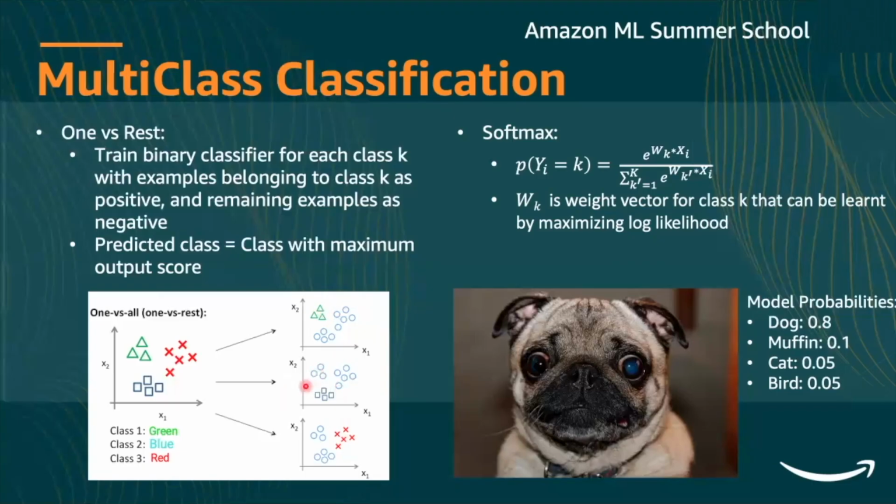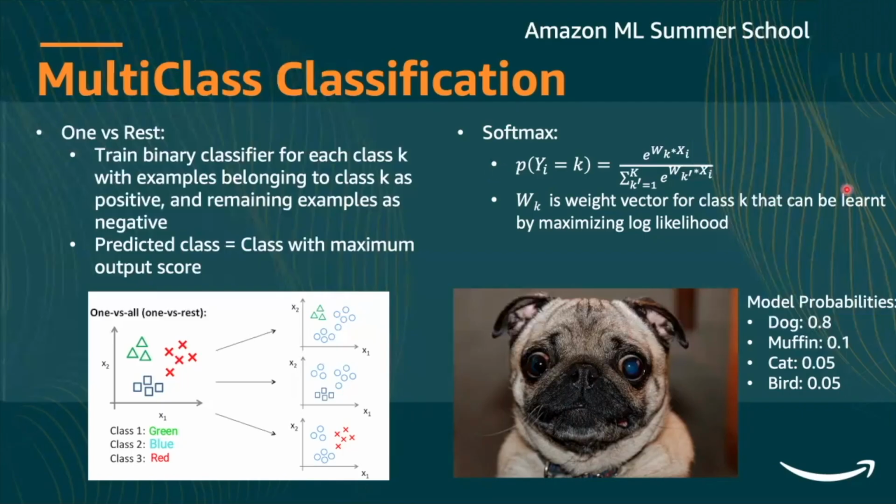So let's say a sample during test time comes here. You compute the prediction value for this model, it comes out to be negative. For this model, it comes out to be positive, and for this model, it comes out to be negative. And hence you'll say, hey, my new sample belongs to this class, the square class. Similarly, we can use a softmax based classifier, which is another way of doing multi-class classification.